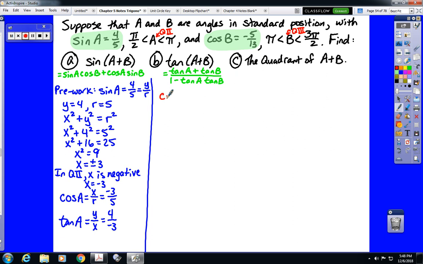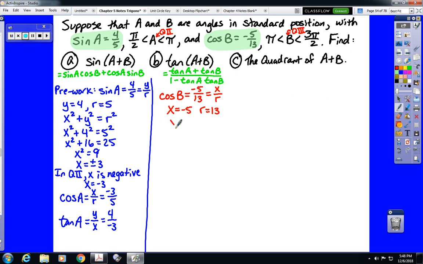So we do the same thing we just did. The cosine of B is negative 5 over 13. Well, earlier in the book we learned that cosine was x over r. Now you might be saying, well, how do we know which one's negative? R is not allowed to be negative, remember? So x would equal negative 5 and r would equal 13.